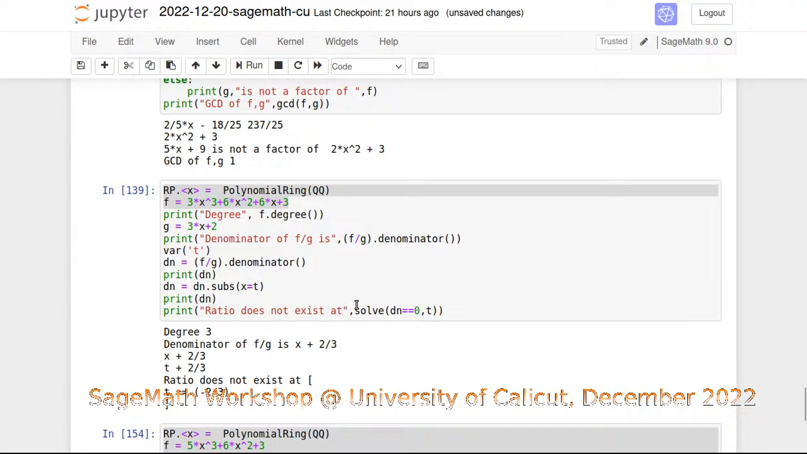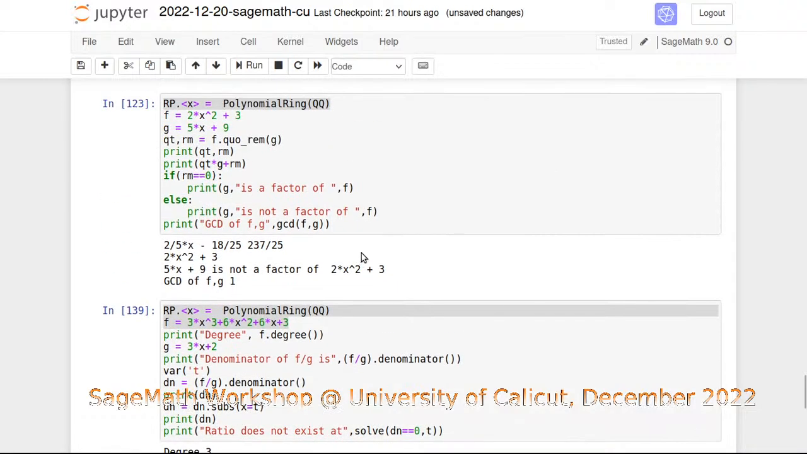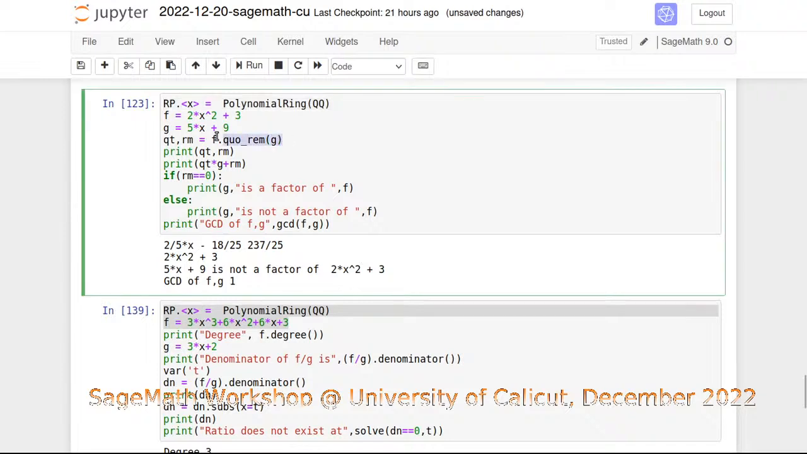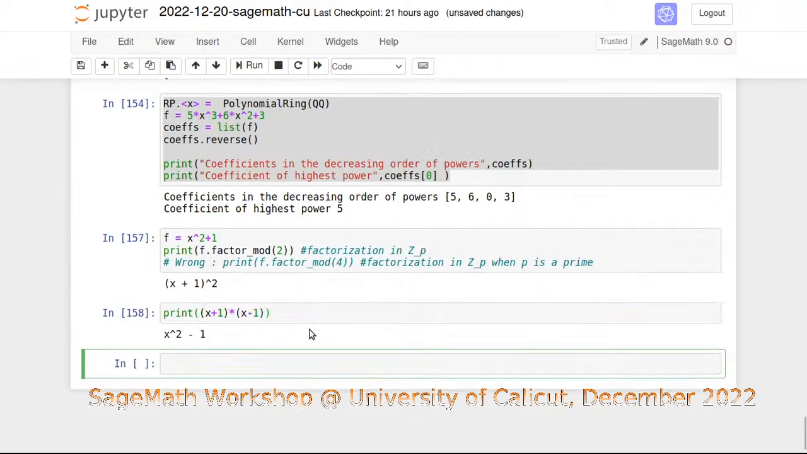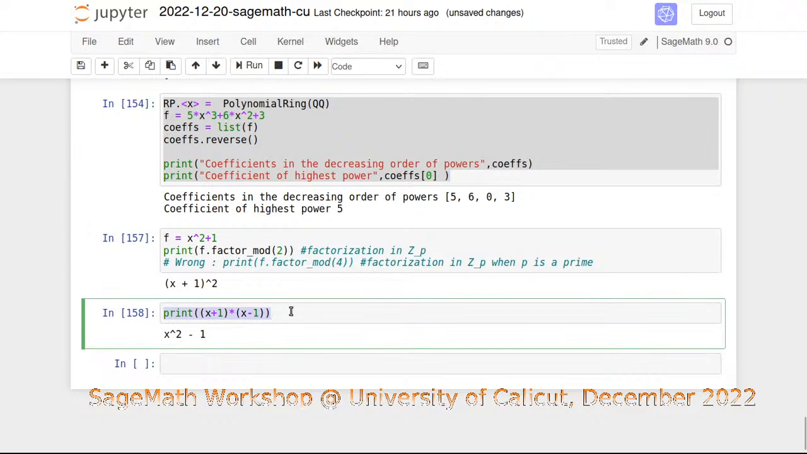But division, what we have seen is that if it doesn't divide, it will simply show it like that. If you want the quotient and remainder, you need to use this. If it's a perfect division, it will divide. For example, if you are dividing x square minus 1 by x plus 1, it should divide. So let us see that. Print x plus 1 star x minus 1. Simple star is enough.